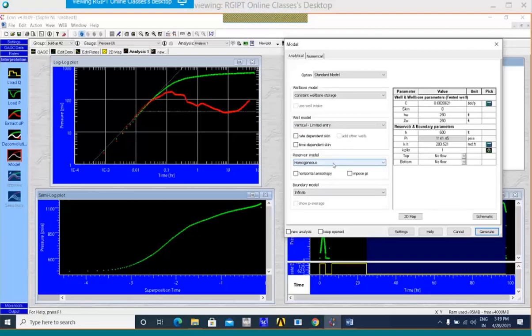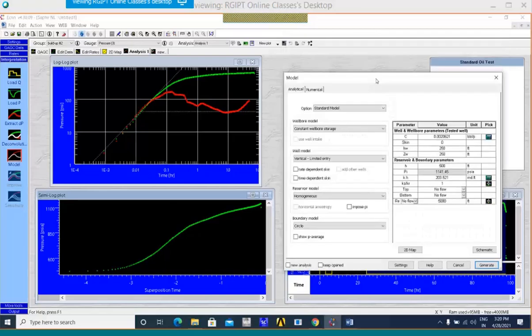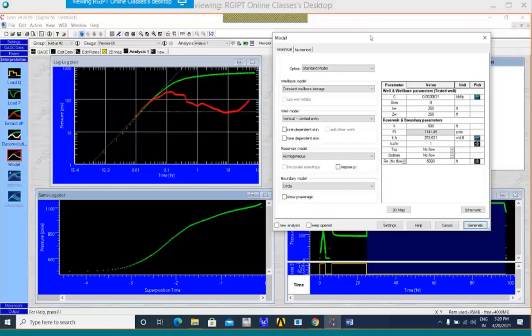Then in the limited entry well, I am taking the reservoir as a homogeneous model, and the boundary model I can consider as a circle, because it is showing me the slope of 1. Usually slope of 1 will occur when we have the closed boundary and it is giving the pseudo steady state slope. Okay. So based on the character of the graph, I'm making changes in the model.